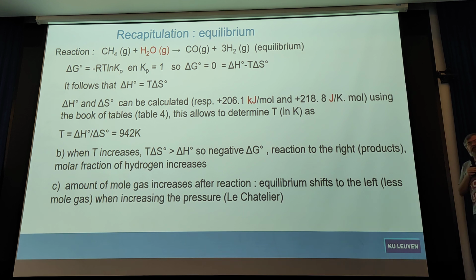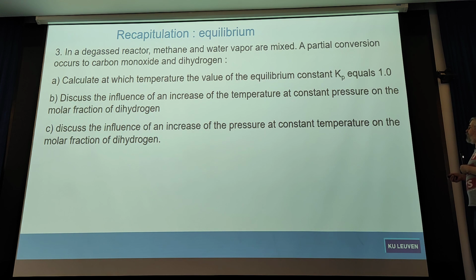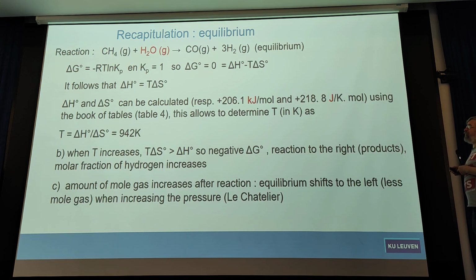Now for the second part of the question, it was asked what about a temperature increase and what if you keep the pressure constant, what will be the fraction of dihydrogen? And dihydrogen is on the product side, so that means we can now think of, okay, will it be actually going towards the products or will it be going towards the reagents when we increase the temperature?